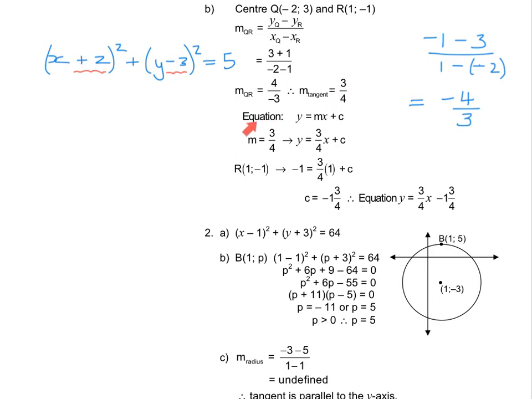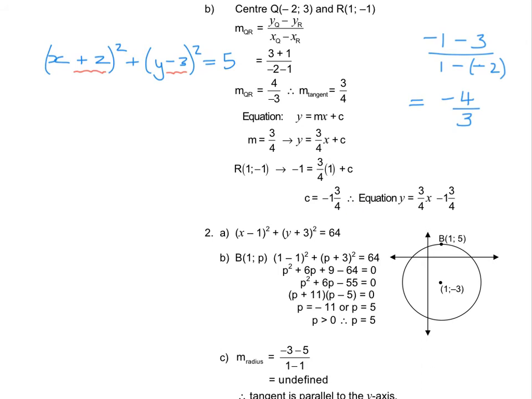Then for the equation of the tangent, I use the standard equation of a straight line, y equal to mx plus c. I substitute the gradient m into my standard equation, and then I use the coordinate of r, where x is 1 and y is minus 1, because this is the point where the tangent touches the circle. So I will substitute x with 1, and y with minus 1 in order to solve c. 3/4 times 1 remains 3 over 4. If I take it to the left, it becomes minus 3 over 4, and therefore minus 1 minus 3 over 4 is minus 1 and 3 over 4.